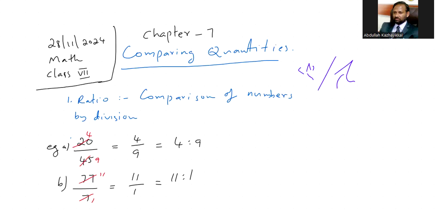We have to compare 20 and 45. We know 20 is less than 45, and 45 is greater than 20. The difference of 20 and 45 we can say is 25. Or 20 minus 45 is minus 25, and 45 minus 20 is 25.